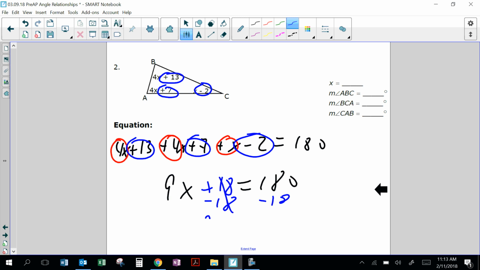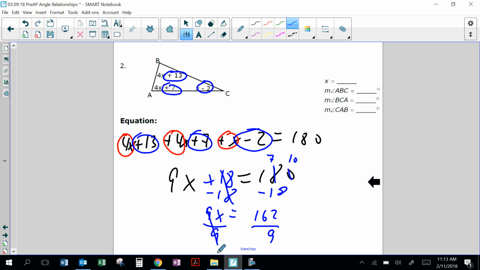That cancels out. 9x equals, can I take away 8 from 0? No, that becomes a 7. This becomes a 10. So it's 162. Divide by 9, divide by 9. It's because I want to isolate the variable x. So x equals, what is 162 divided by 9? That goes in one time. 16 minus 9 is 7. Bring that to 2. 9 goes into 72 8 times.